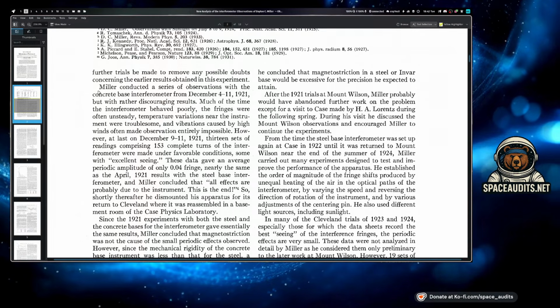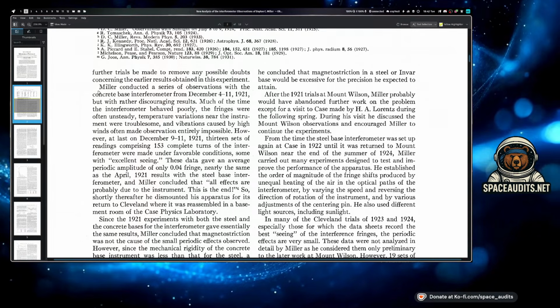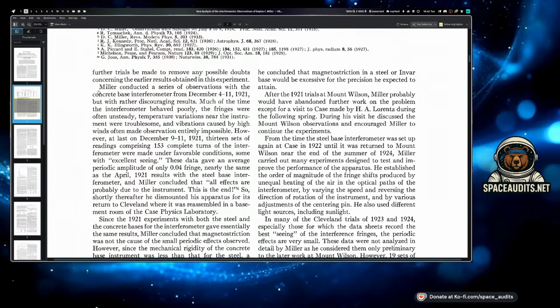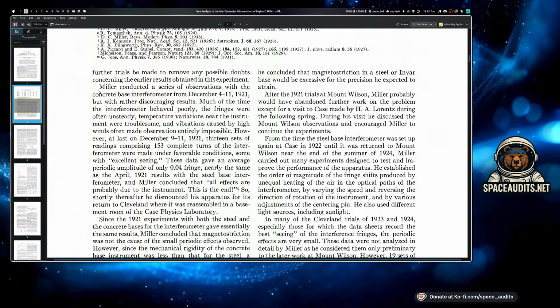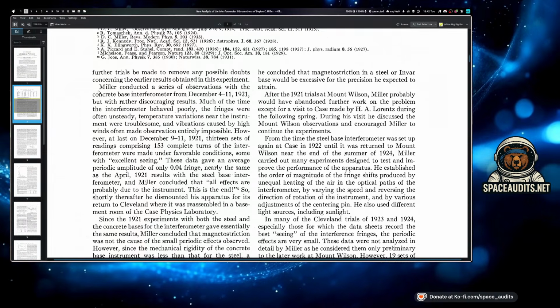Or all effects are due to the instrument. So shortly thereafter, he dismounted the apparatus and moved from Cleveland to Wright, where he reassembled it in a basement at the Case Physics Laboratory.